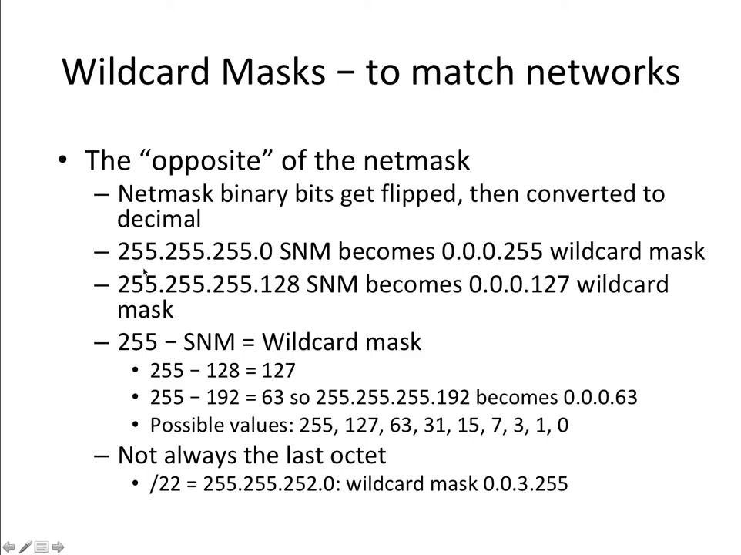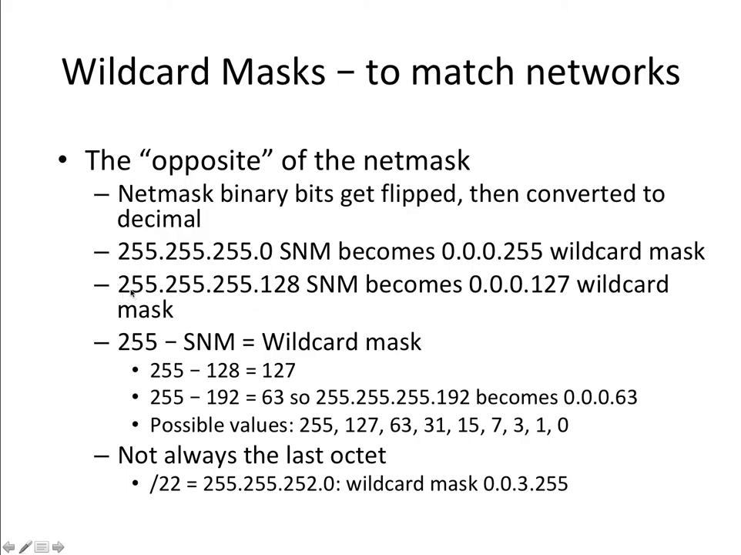So if we have a subnet mask of 255.255.255.0, when we flip those bits, that becomes 0.0.0.255. Basically, these are all ones, these are all ones, these are all ones, and this is 0. To flip those, I make these all zeros, these all zeros, these all zeros, and these all ones. Right? So when we convert that back to decimal, we get 0.0.0.255.